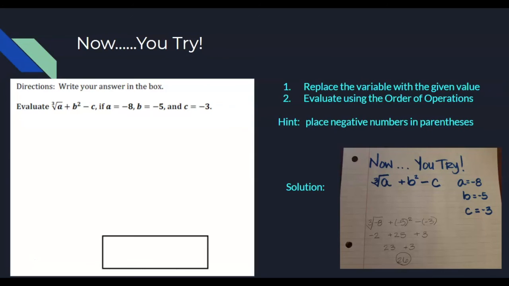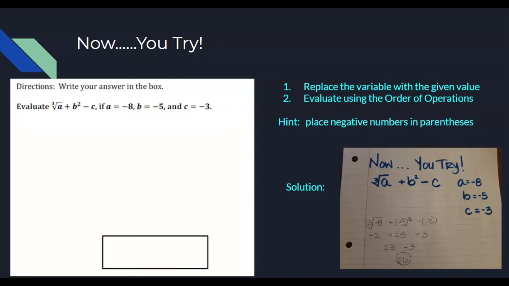Notice here when I plug the numbers in, or substitute the numbers in, my negative numbers are in parentheses. That is going to be important because if you don't put your numbers in parentheses, the way you simplify them is different. So you want to make sure you put your numbers in parentheses so that you don't get confused with the negative signs, the subtractions, as well as what to do when you're squaring numbers.